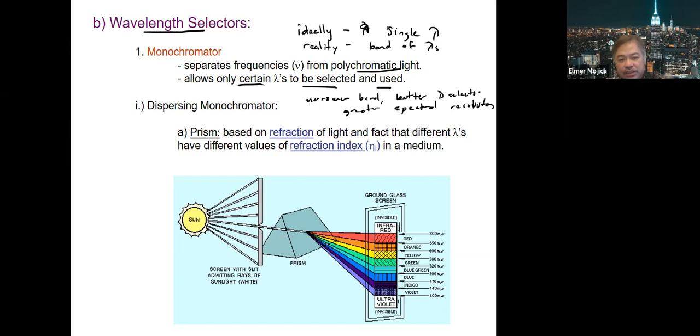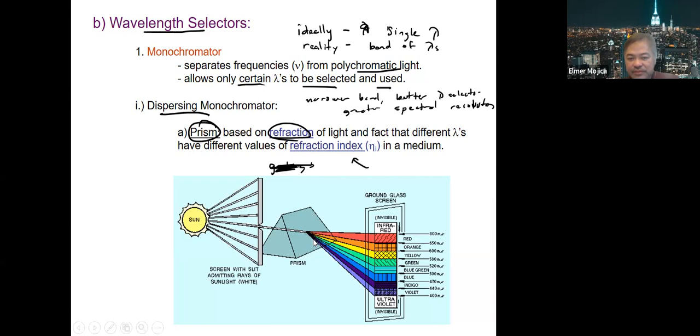Now, the monochromators can be based on whatever they use. One type of monochromator is the dispersing monochromator, which includes the prism. The prism is based on refraction. Grating is another form of monochromator. The prism is just based on the refraction of light and the fact that different wavelengths have different values of refractive index in a given medium.